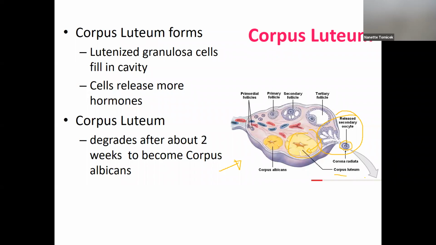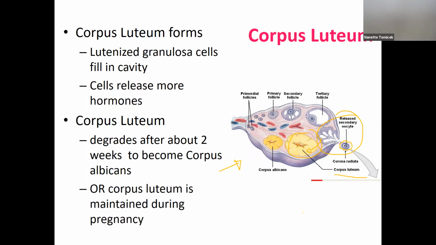Okay, and that corpus luteum, that thing will stick around for about 2 weeks, and then it's got a decision to make. Okay, normally after 2 weeks, it's going to degrade into something called the corpus albicans and disappear, or the corpus luteum can stick around during pregnancy.